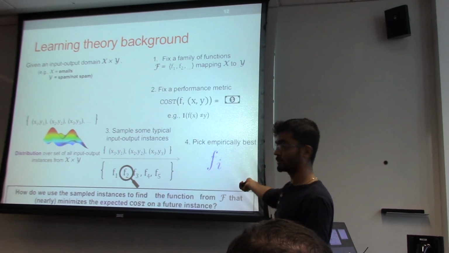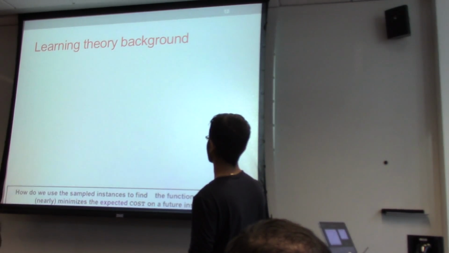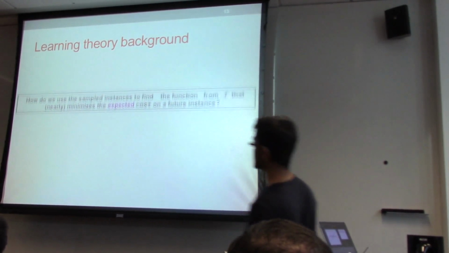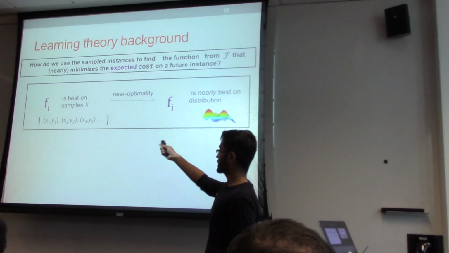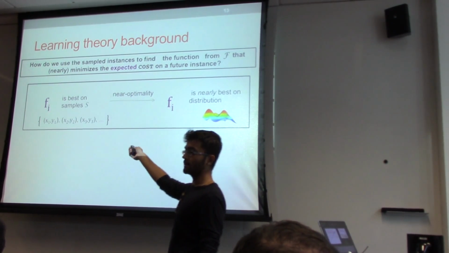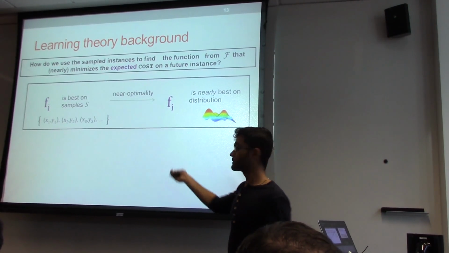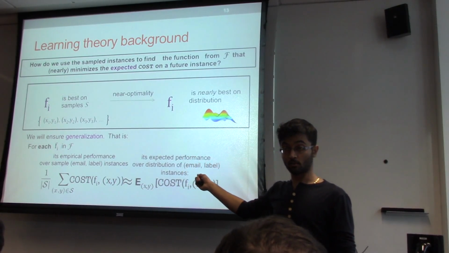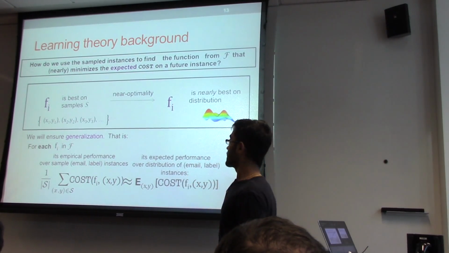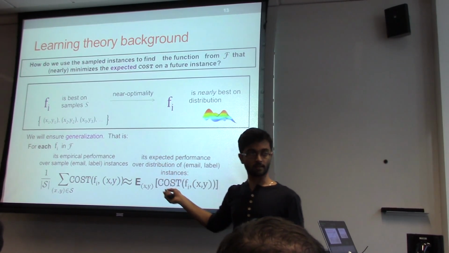But before that, let me try to answer this question using learning theory. So let's focus on this question. So recall, in summary, what I want is that if a function is very good on the samples, I hope that it's near optimal on the distribution. So in order to ensure this, let me ensure something a little stronger, which I will call generalization, which is a word I introduced a couple of slides back.